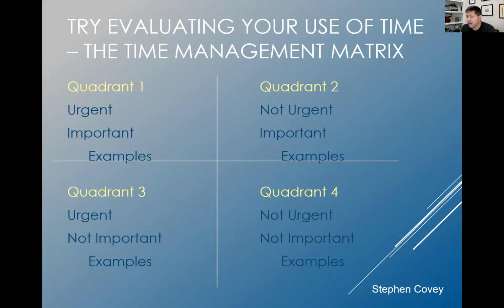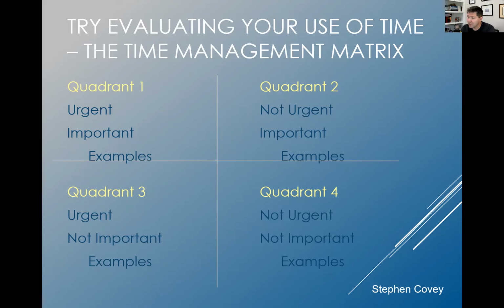Quadrant 3, urgent and not important. This can be your cell phone constantly buzzing with social media notifications or people calling you just to BS about the fish they caught over the weekend. It's urgent because it's in your face, buzzing, something's blinking, something's making noise, but it's not necessarily important.